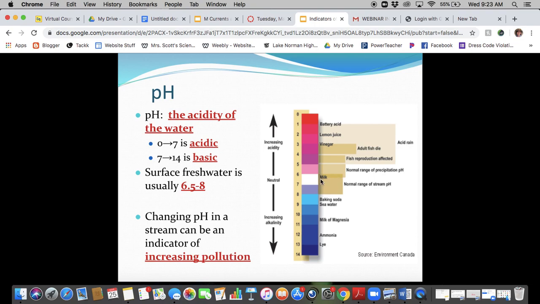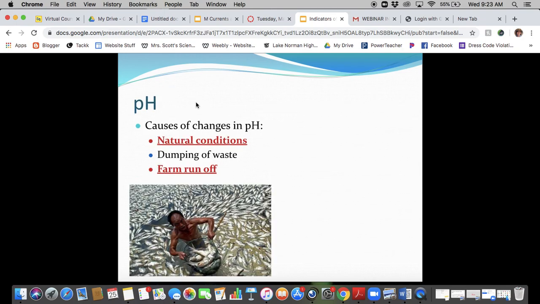Changes in pH can be a real problem. It can show that something is wrong with the ecosystem, something is being added that should not be. So how do humans change pH? Well, pHs do change naturally over time. They have the ability to. If something in the environment happens like a volcanic eruption, certainly that can change the pH. But also dumping of waste, dumping things that are acidic into the water, or farm runoff.